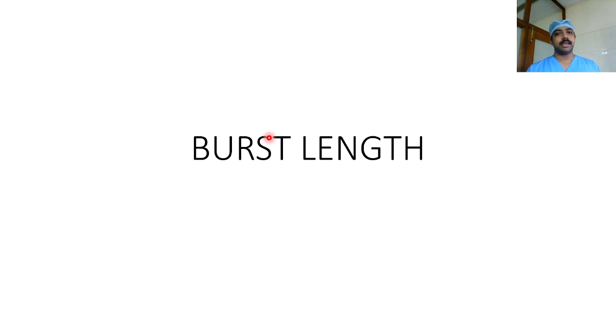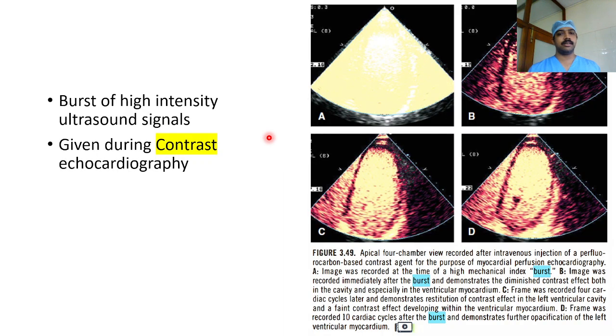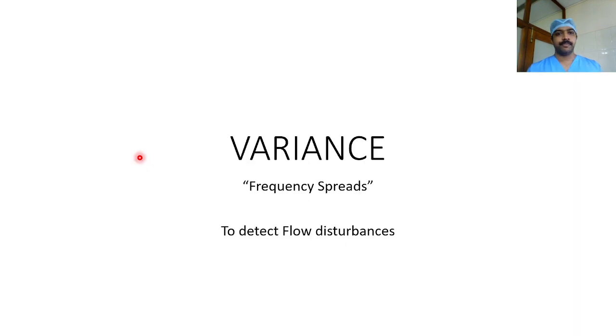Next is burst length. This is of importance during contrast echo. A burst of high intensity signals will be given, and the duration for which this burst signal is sent is the burst length. I have not gone into detail, but typically it is used for contrast echo.